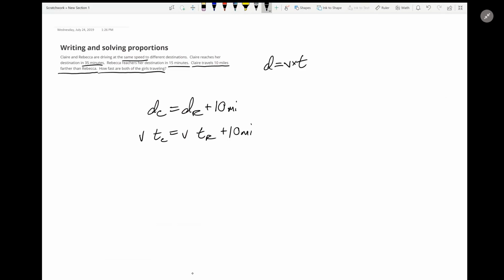So now we have this equation where the unknown speed times one of the known times, Claire's time is 35 minutes, equals the unknown speed times the other known time, 15 minutes, plus a known distance. So we have one equation with only one quantity that is unknown, the speed which we are trying to find. That is an algebraic equation which can be solved, and I leave it up to you in order to do that.